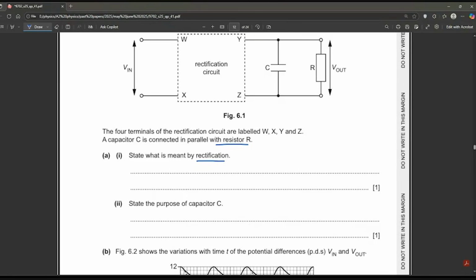Converting alternating current to DC current. Converting alternating voltage to DC. AC to DC. State the purpose of capacitor C. बेटा ये हमने capacitor C क्यों लगाया है? To provide smoothing. स्मूथिंग प्रोवाइड करने के लिए हमने कैपेसिटर C लगाया है.